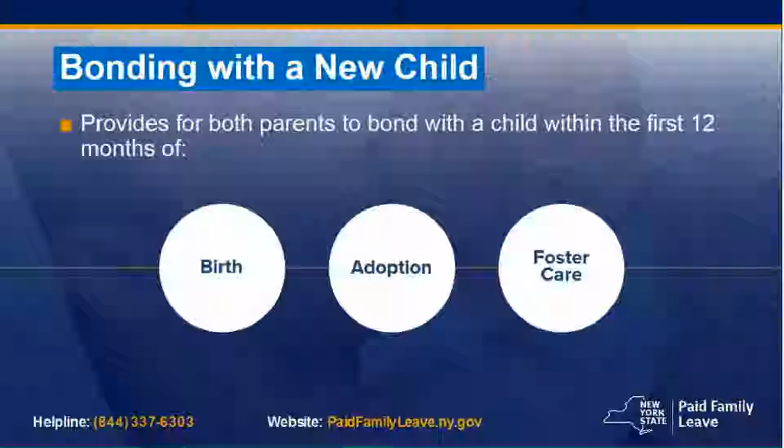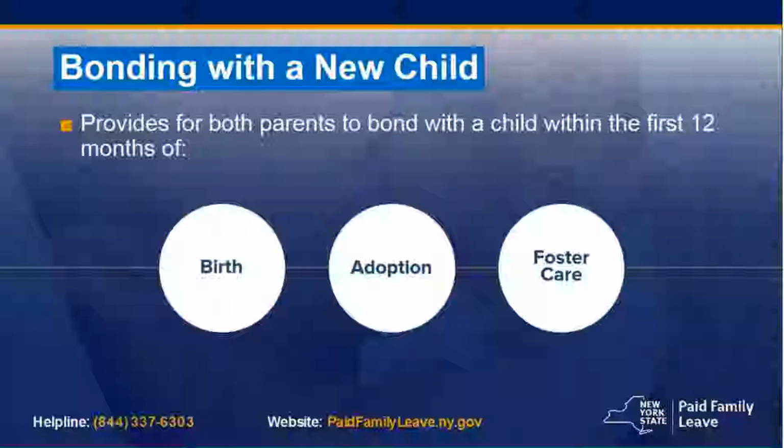We'll start with bonding leave. Paid family leave provides both parents time to bond with a new child within the first 12 months of the birth, adoption, or foster placement of the child. Parents who work for different employers can take paid family leave at the same time to bond with the same child. Parents who work for the same employer can also take paid family leave at the same time to bond with the same child, unless their employer prohibits it. Otherwise, they can take leave separately over the first 12 months following the child's birth, adoption, or foster placement.